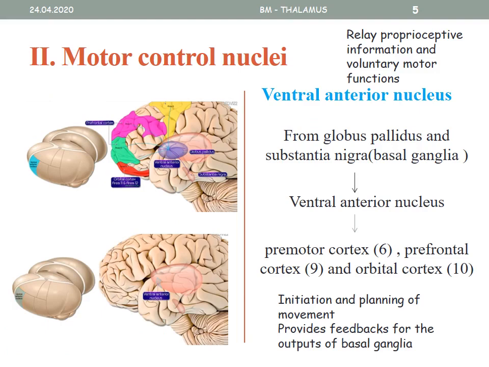Now we look into the ventral anterior nucleus. You will remember they relay proprioceptive information and voluntary motor functions. They get information from the basal ganglia, from globus pallidus and substantia nigra, and they project to the premotor cortex area 6, prefrontal cortex area 9 and orbital cortex area 10. So the functions are: they are involved in initiating and planning of movement. They provide feedback for the outputs of basal ganglia.